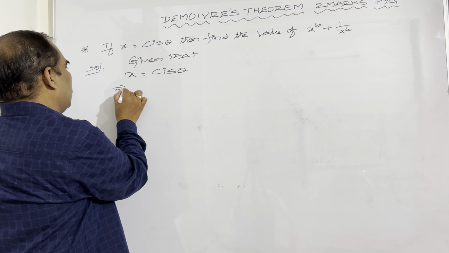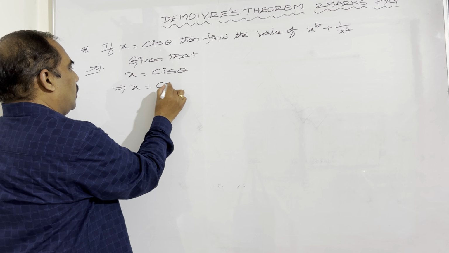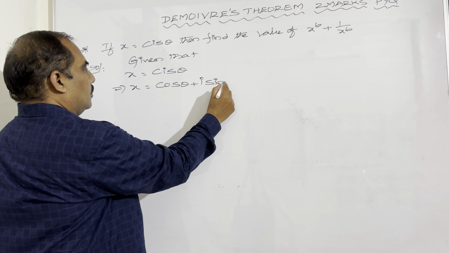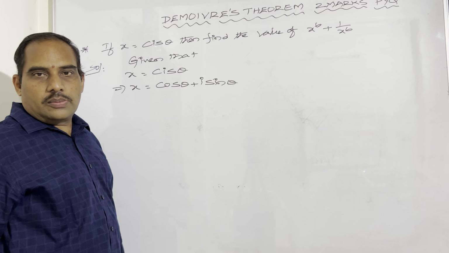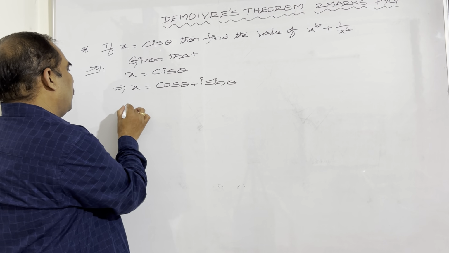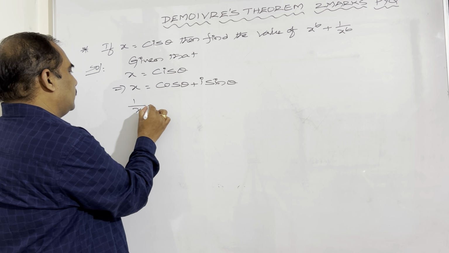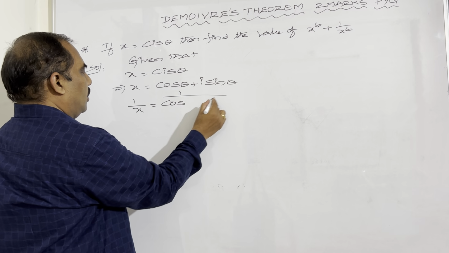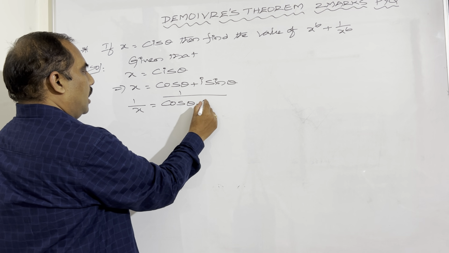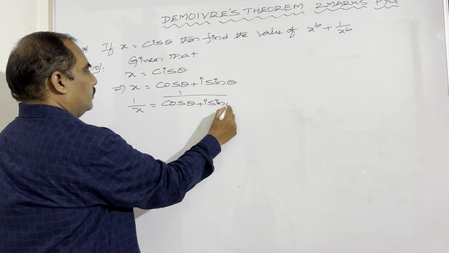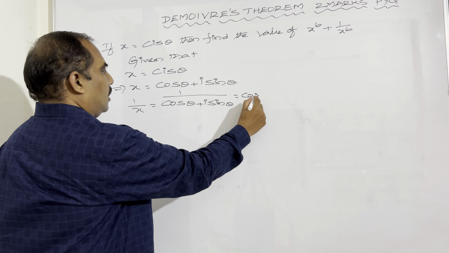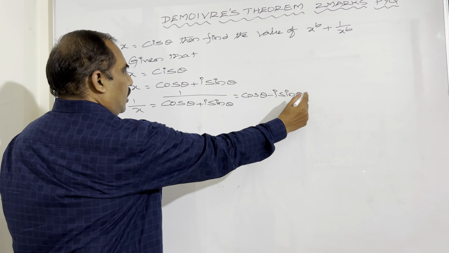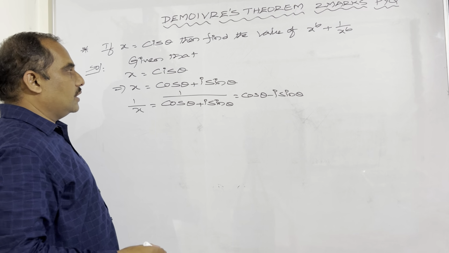So that implies x can be written as cos theta plus i sin theta. So when x is equal to cos theta plus i sin theta, what is 1 by x? 1 by x is equal to 1 by cos theta plus i sin theta, which becomes cos theta minus i sin theta. 1 by x is what? Cos theta minus i sin theta.